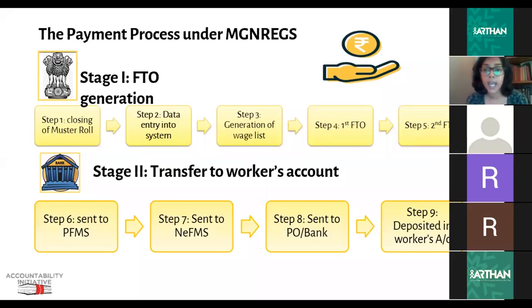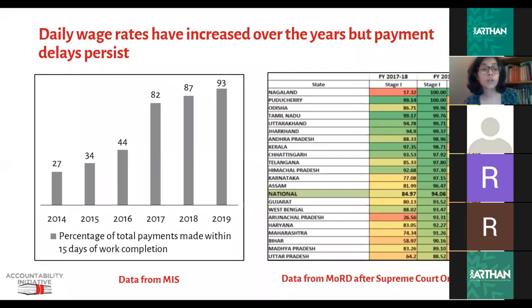So you can see from stage 1, there are 2 FTOs that are generated, which completes the first stage of payment. The second stage involves this payment to be transferred to the bank or postal account of the worker electronically. As you can see from the slide, this stage also involves multiple steps and requires the coordination of several stakeholders and signatories before the wages are finally deposited in the workers' bank accounts. The MIS, however, what is important to note, counts the delay only from steps 1 to 5. No matter how long it takes for steps 6 to 9 to actually take place, the MIS does not register such a payment as a delay. This has created a huge discrepancy in the calculation of compensation wages paid to workers for delays, leading to massive undercalculation. If you look at the data, what does it say?